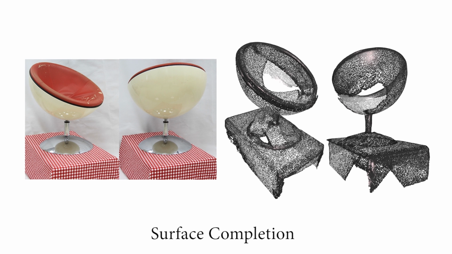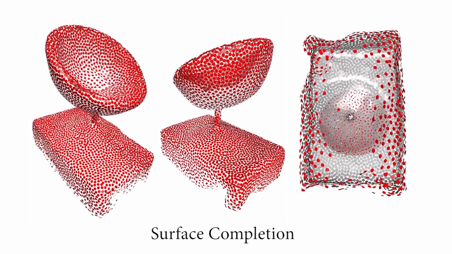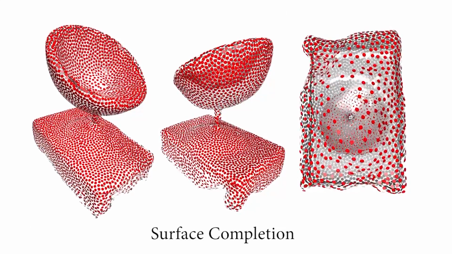Real scan data often contains large missing areas. In this chair model, our mesoskeleton is able to guide the surface completion of both interior holes and open boundaries.